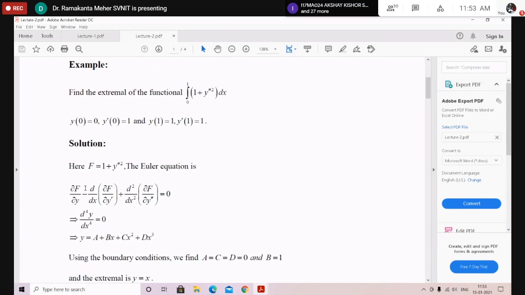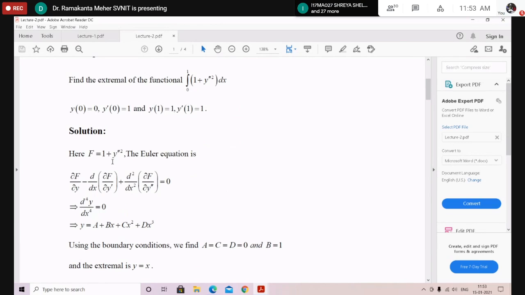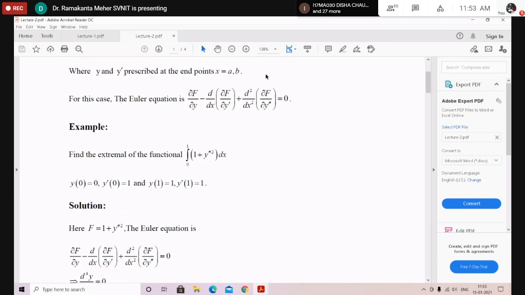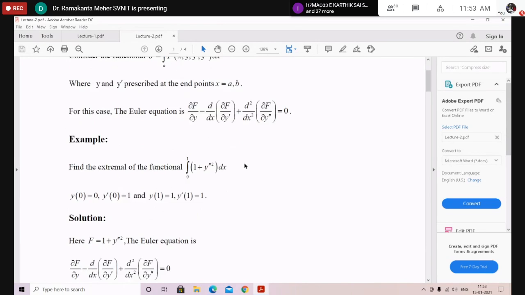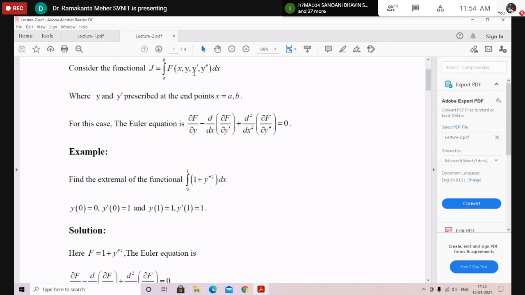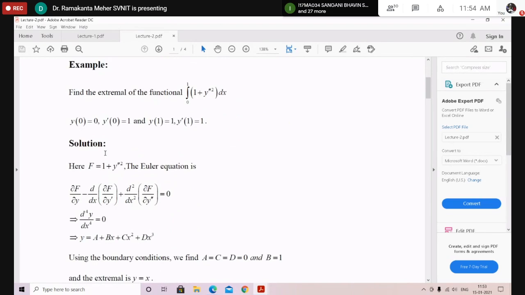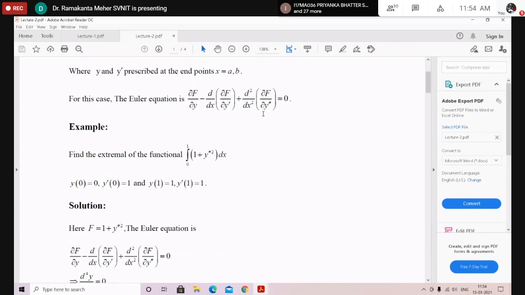Now, if we use the Euler equation here, the Euler equation is del f by del y minus d by dx of del f by del y dash plus d2 by dx square of del f by del y double dash equal to 0. Here we cannot use that f is independent of x or independent of y. If someone tries to use that, you have to simplify this Euler equation further, so no need to use that here. That independence of x or y can be used for a function which contains derivatives up to first order only. So we are not thinking about a function independent of x or y here; directly we can use this Euler equation.